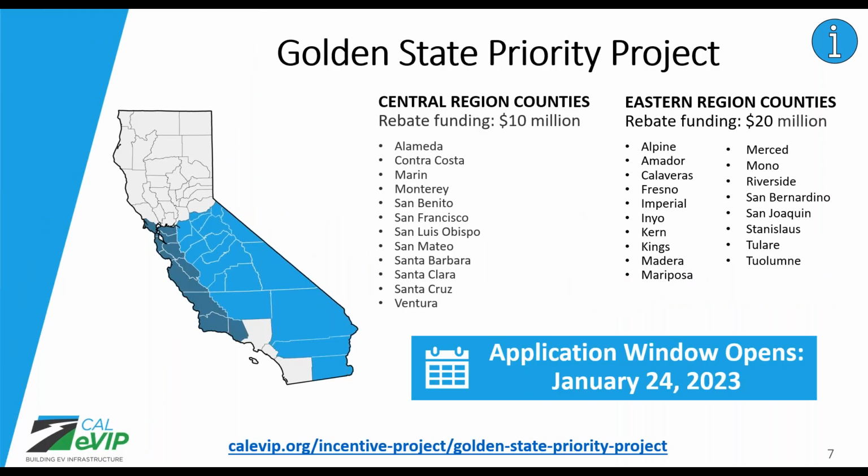The eligible counties I've been discussing for this specific launch are within the central region as well as the eastern region. You can see the central region is 12 different counties. The eastern region is 18 different counties, for 30 counties total for this launch. The central region is allocated $10 million of this funding, and the eastern region $20 million. The application window for this project opens next week on January 24th. So we'll go over more details on that. Next slide.